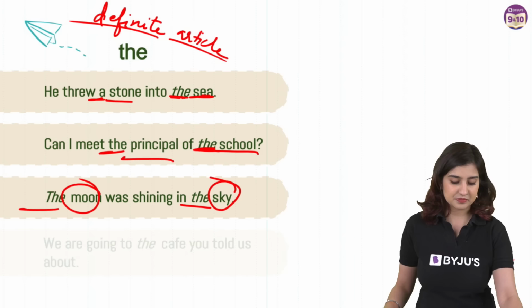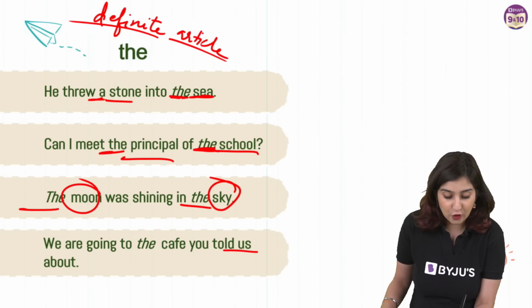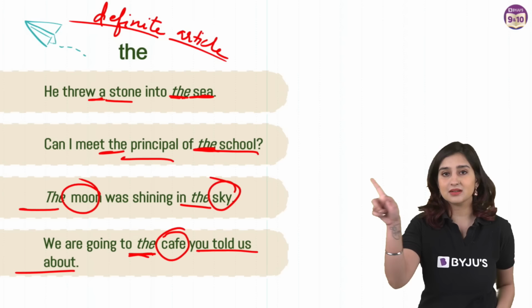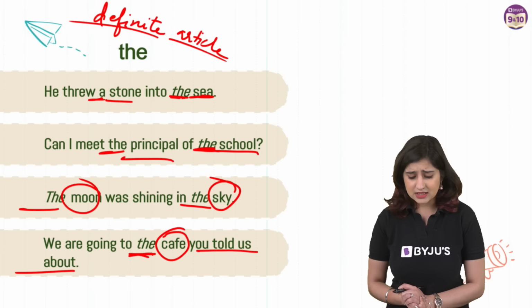We are going to the cafe you told us about. Now, because you've already told us about this cafe, which is your noun, that's why we are going to call it the cafe and not a cafe. Easy? Now, one thing to remember is that we do not use definite articles before proper nouns.